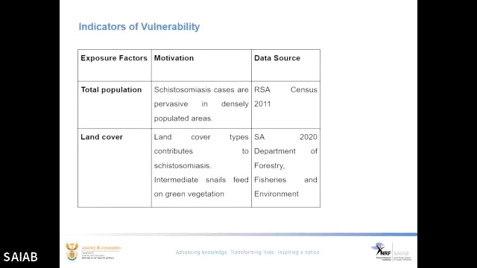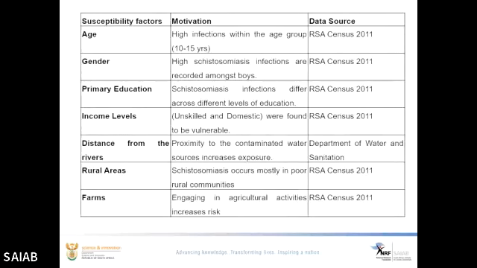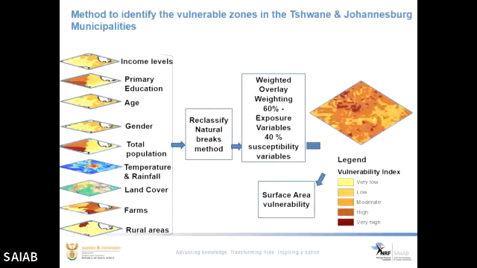For exposure factors, we have total population and land cover, and also temperature and precipitation. The susceptibility factors really contribute to the distribution of this disease in endemic areas. This diagram shows us the methodology that we have followed in order to obtain the results for this objective, which is to identify the areas that are vulnerable in Tshwane and Johannesburg municipalities.